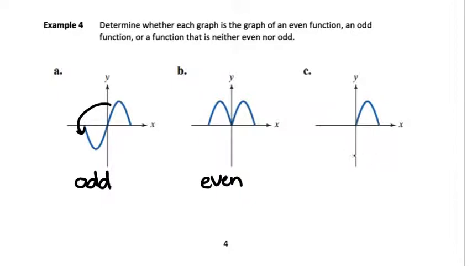For part C, now if I rotate it, it's not going to line up with any part of the graph down here. And if I flip it across the y-axis, it's not going to line up with anything over here. So this means it's neither even nor odd.